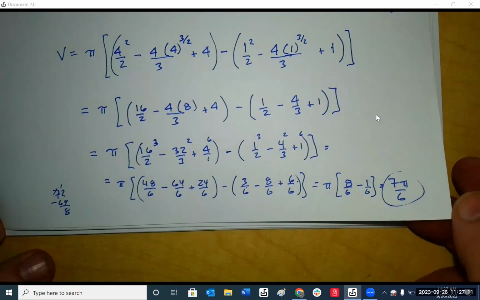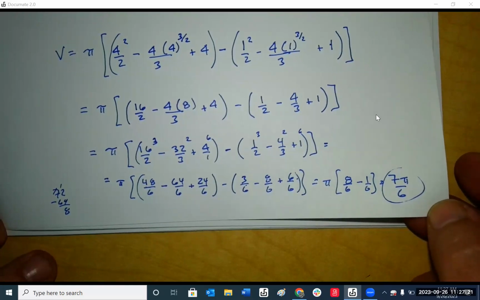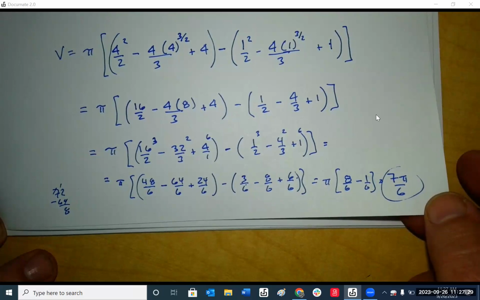Now we're going to take integrals rotated across the y-axis this time. You use the same methods we did earlier for x, but now we rotate it about the y-axis.